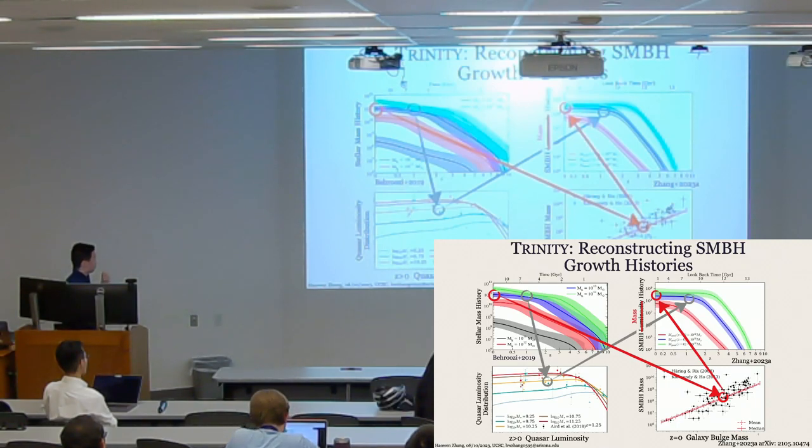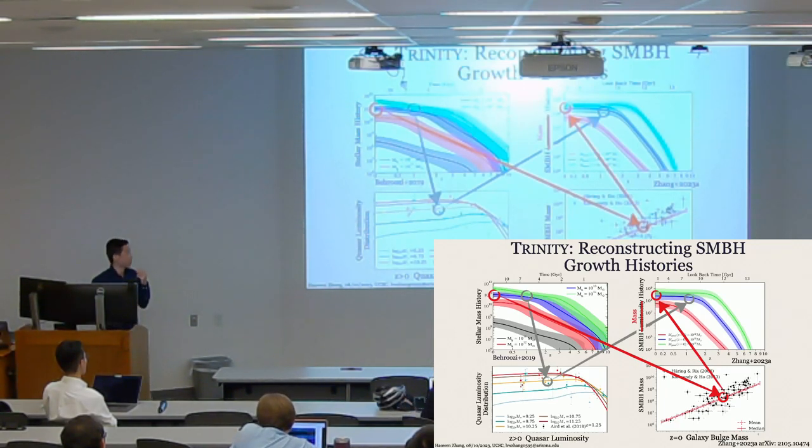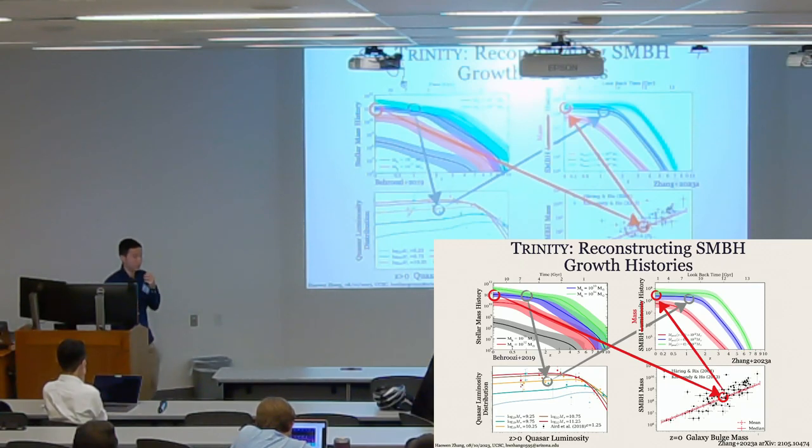And finally, if we simply read out the black hole masses in different galaxy populations at different redshifts, we can then directly recover the black hole mass versus galaxy mass relation as a function of redshift. Okay. So in addition to this mass scaling and radiative efficiency, we also model lots of other black hole properties like AGN duty cycle and Eddington ratio distributions in Trinity.